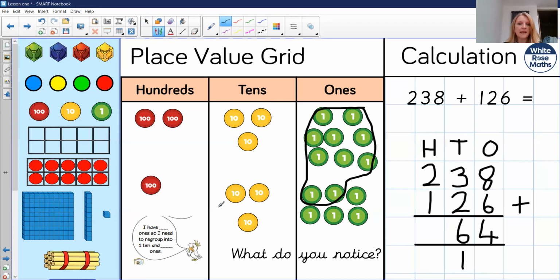No regrouping from the tens, so I can count up my hundreds. 1, 2, 3, 100, 200, 300. I've got 3 hundreds. So my answer is 364.